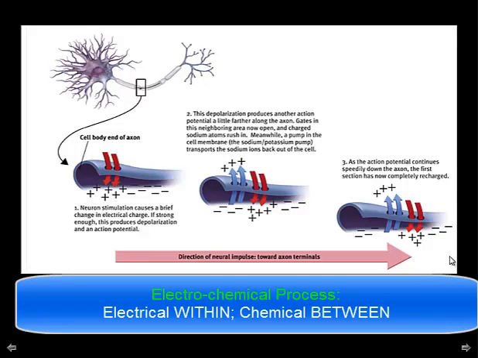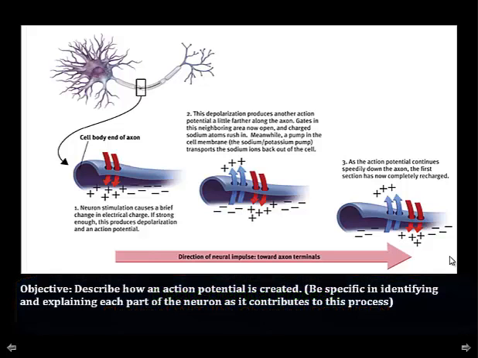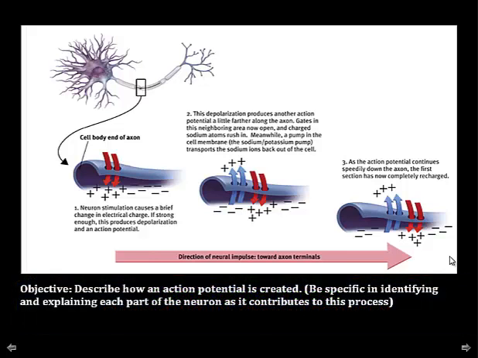Within the neuron, it's an electrical process, right? Those ions are changing, the positives and the negatives are changing, but between neurons, that's where the chemicals are actually released into the synapse. When those chemicals are released into the synapse, those are our neurotransmitters, and they can then go act on the next neuron, which we'll talk about in a second as part of neurotransmission.